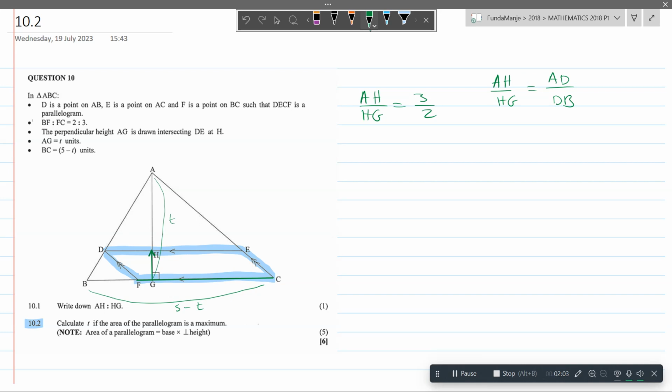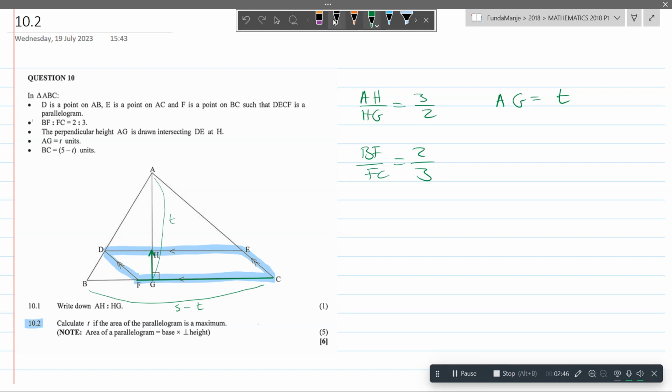So the best way to do this would be to use the ratios. Since we know the total length of one part, we can use the ratios for AH over HG, and we can also use the ratios for BF over FC, which is 2 over 3. Basically, what we have is that AG's total length is T, and that total length is divided between AH and HG, where AH takes 3 parts and HG takes 2 parts.